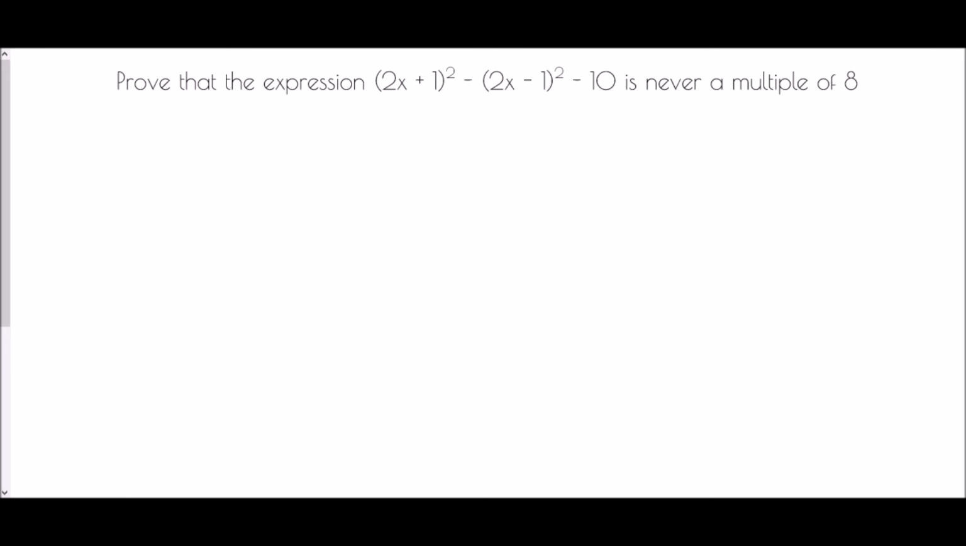And so if I have 2x plus 1 squared. Well, 2x plus 1 squared, that's going to give me 2x times 2x is 4x squared.